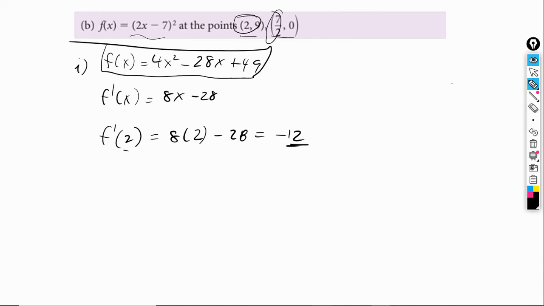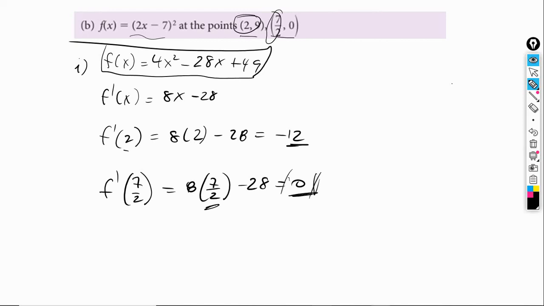So for the other one, the other value would be 7/2. So let's do the derivative and plug in 7/2. That's going to be 8 times 7/2 minus 28. And this will give 0. Okay, so it means that the tangent of the graph at x equals 7/2 has a slope of 0. So we're going to discover whether this is a maximum or a minimum at x equals 7/2.